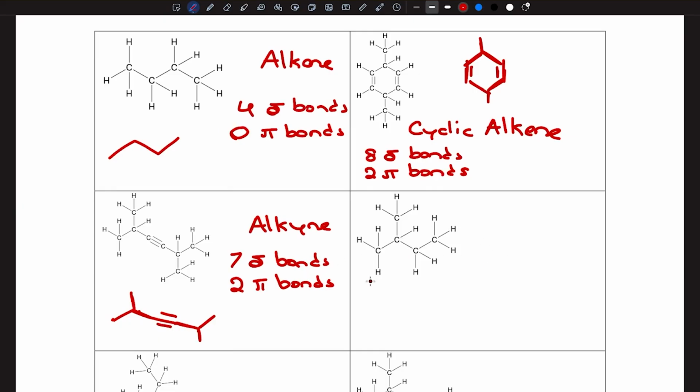The next structure, I do see 4 carbons and then 1 carbon kind of branching off up. And so we could classify this as an alkane with 4 sigma bonds and 0 pi bonds.